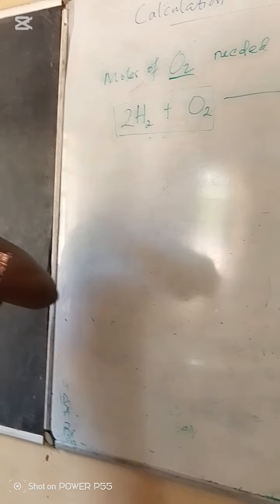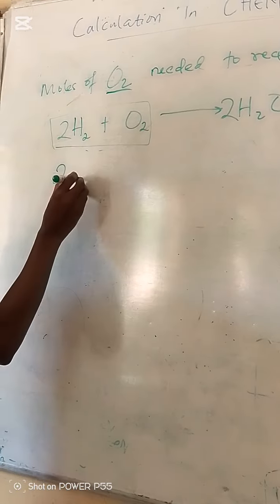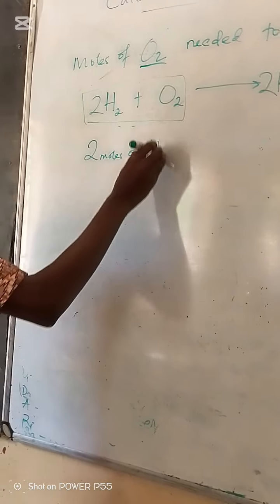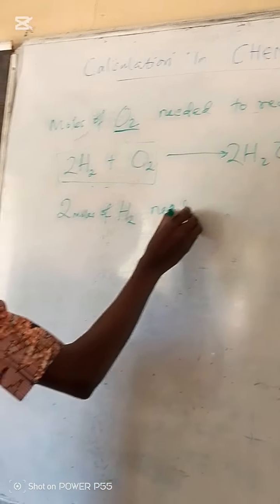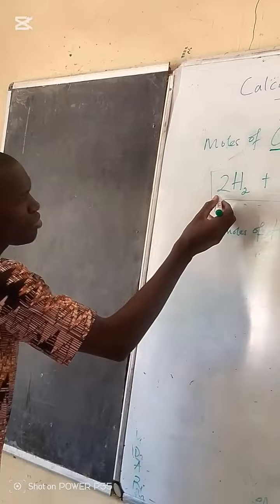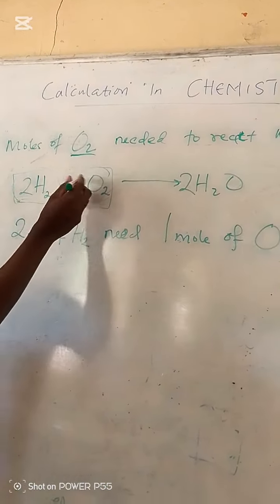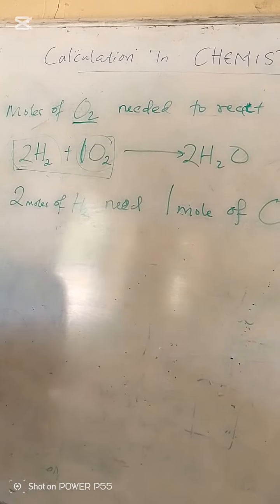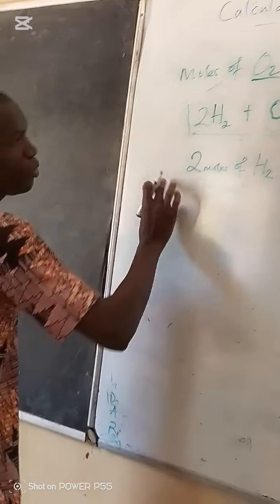Now, based on the standard, based on the law of conservation of mass and matter, 2 moles of hydrogen, are you following me, needs 1 mole of oxygen. Simple. Look at it from the equation. How many moles of hydrogen react with how many moles of oxygen? 2 moles of hydrogen react with 1 mole. I told you the 1 is usually omitted. You cannot write 1 there. No need to write. Once it is 1, just leave it that way. Is that clear? Alright, so we have already established this.